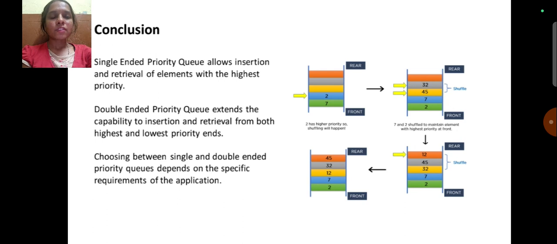And conclusion of single-ended and double-ended priority queues: single-ended priority queues allow insertion and retrieval of elements with the highest priority. Double-ended priority queues extend the capability to insertion and retrieval from both highest and lowest priority ends. Choosing between single and double-ended priority queues depends on the specific requirements of the application.